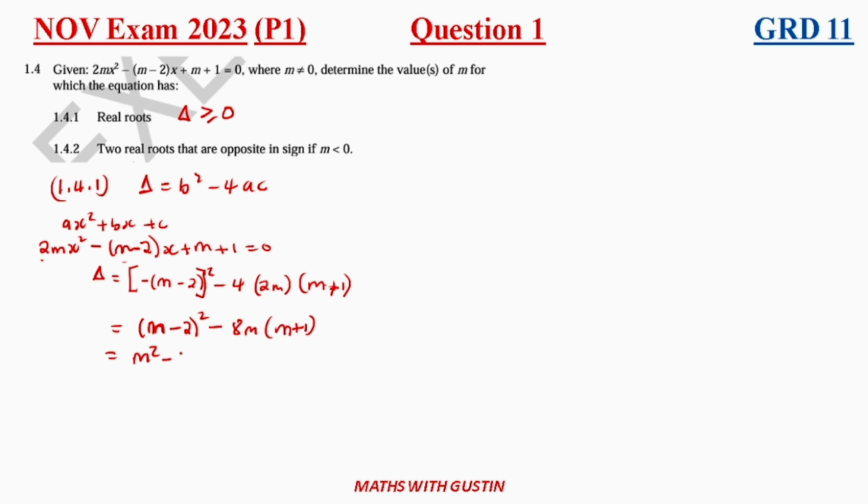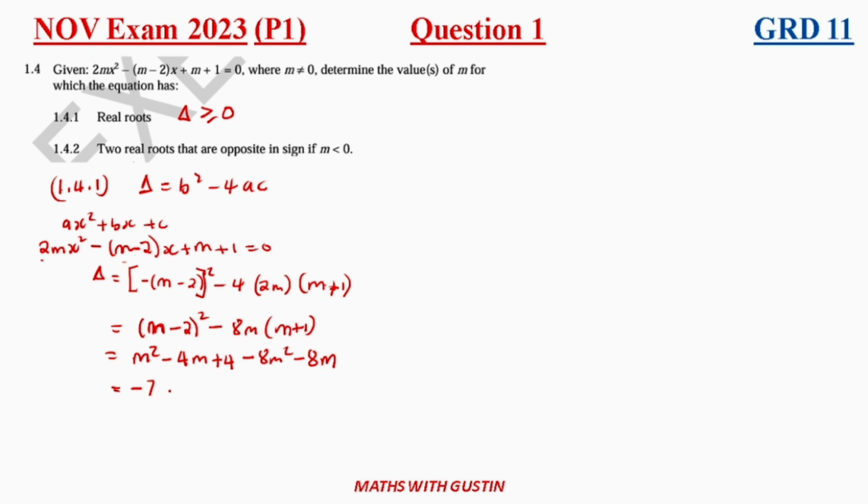M squared minus m times negative 2 is going to be negative 2m, then another negative 2m, which when you add them together will give us 4m, and then negative 2 times negative 2 will give us positive 4. Therefore, minus 8m times m is going to give us 8m squared. Then negative 8m times 1 is going to be negative 8m. Great stuff. So now what do we have here?